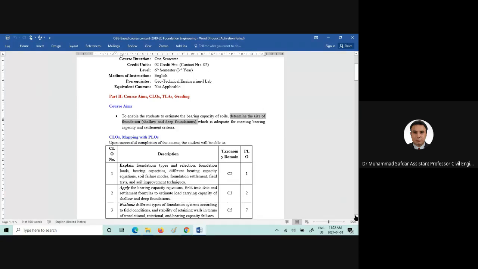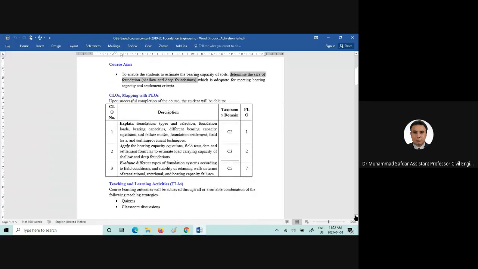Then going into the CLOs, there are three CLOs, CLO 1, 2, and 3. In CLO 1, it's basically the definitive stuff. Explain the foundation types and selection, foundation loads, bearing capacity, different bearing capacity equations, soil failure modes, and foundation settlement. Field tests and soil improvement techniques will be discussed here.